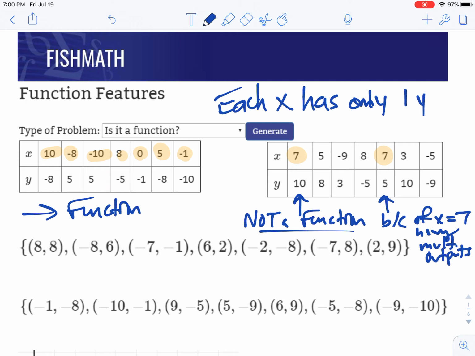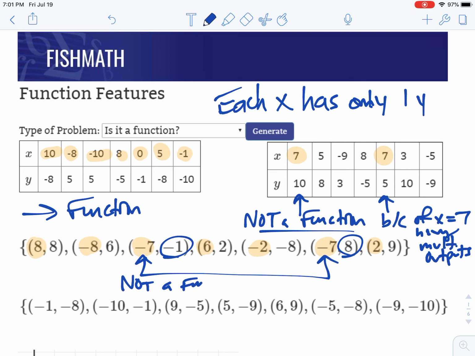In the next example, we're going to look to see, does an x value repeat? If so, does it go to different y values? So we've got 8, negative 7, 6, negative 2, negative 7, and 2. And if you heard correctly there, we got two of the same x value, negative 7, going to different y values. So again, not a function because the input of negative 7 goes to negative 1 and it goes to 8. It can't do that and be a function. You only need one example of that happening for the whole thing to not be a function.